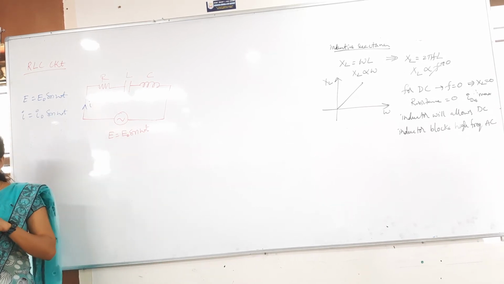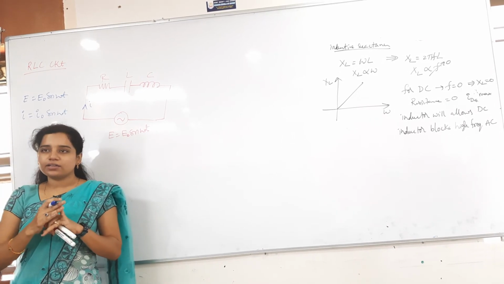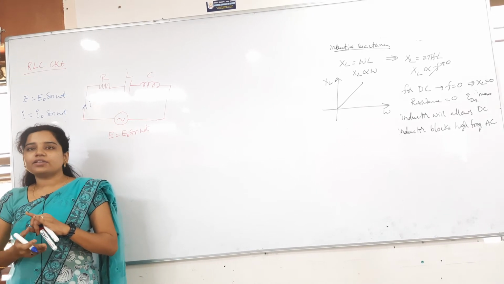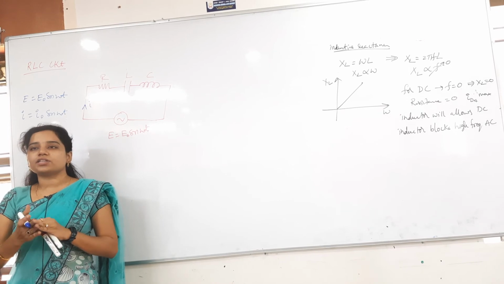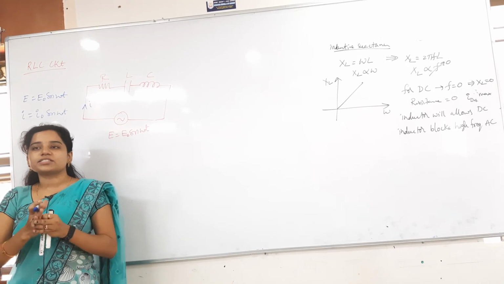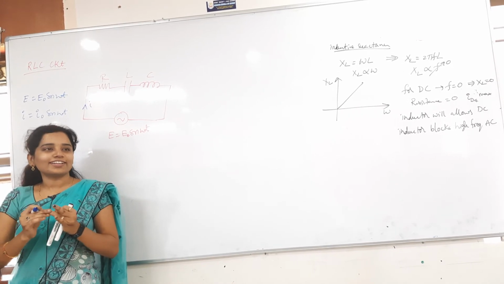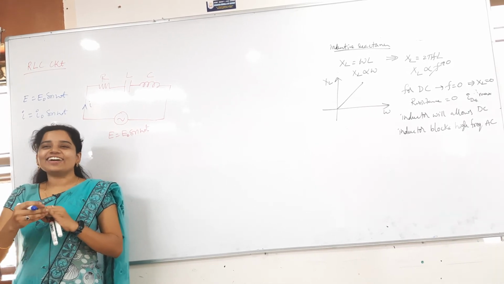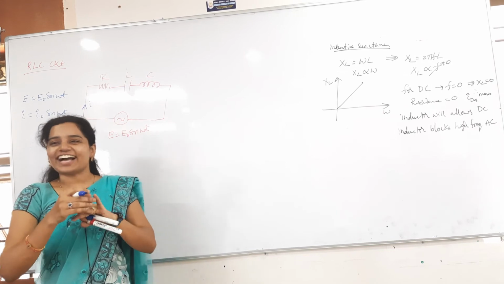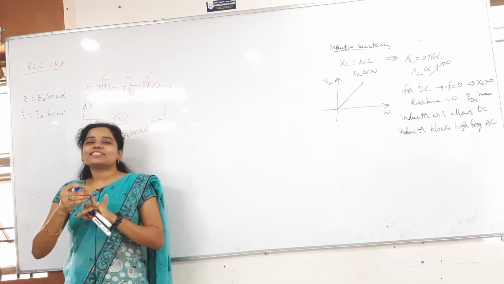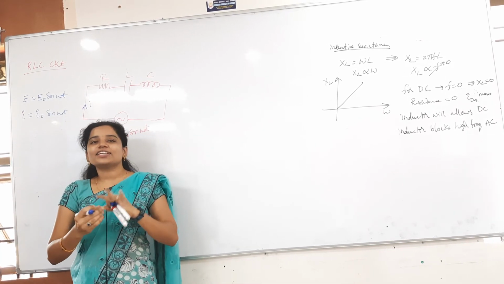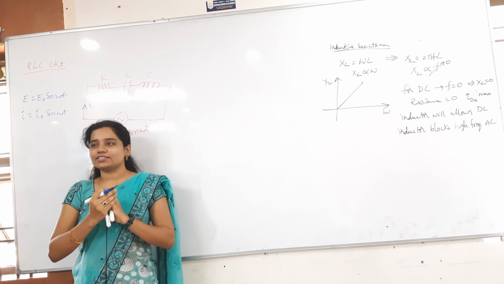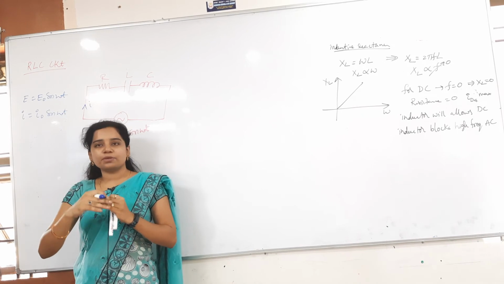Whenever you take only the resistor circuit, what is the resistance? R. Whenever you take the capacitor circuit, what is the resistance? XC. And whenever you take only the inductor circuit, what is the resistance? XL. I said it wrongly, na? Why do you people disturb me? One is the resistor circuit, R, the capacitor circuit is XC, and the inductor circuit is XL.